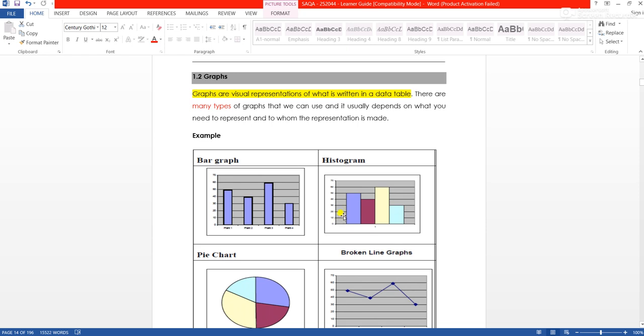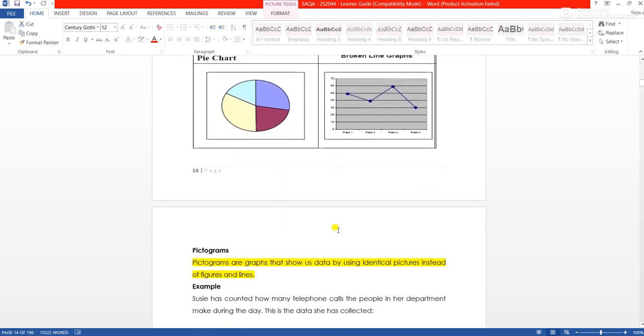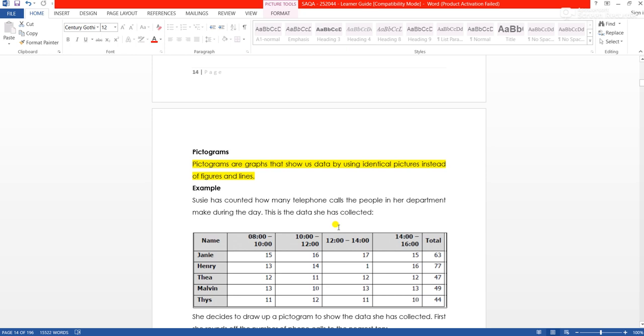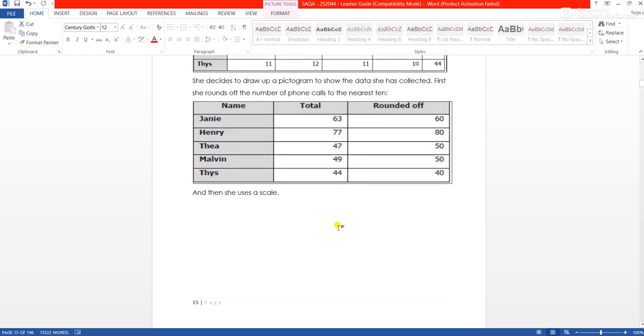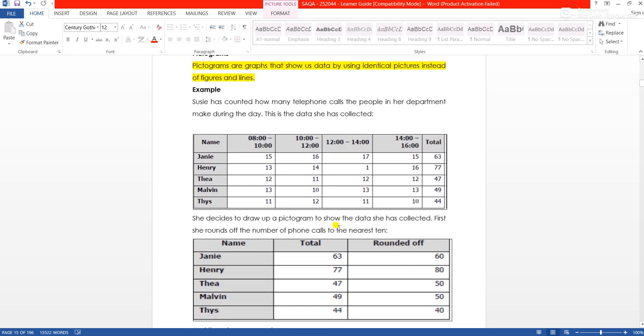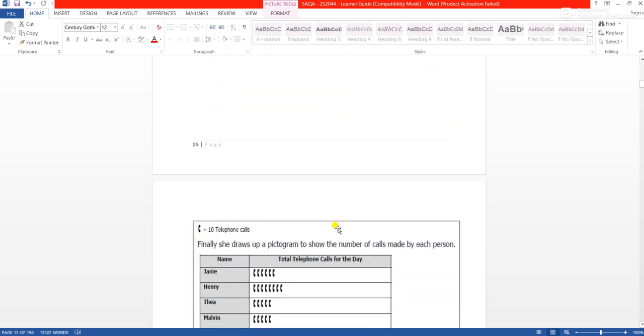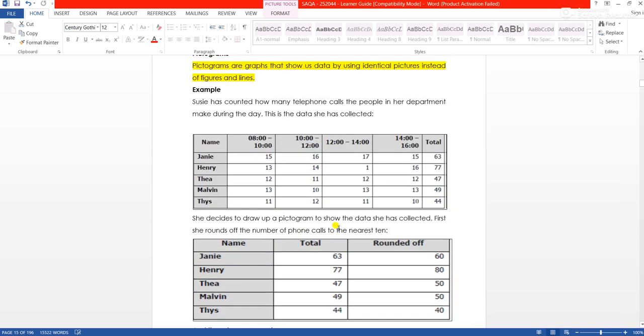As mentioned in your learner guide, there are many types of graphs in place. Going to page 15, a pictogram: graphs that show data by using identical pictures instead of figures and lines. So in this type of pictogram, instead of using figures or lines, you find pictures. For this instance, there's an example about Susie, who has encountered many telephone calls. The people in her department make calls during the day.